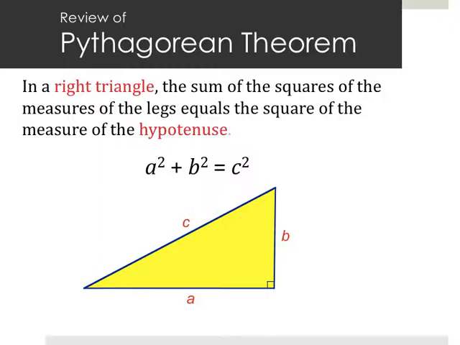Be careful with a squared plus b squared equals c squared. If the sides aren't labeled as a, b, and c, you're going to run into problems. Take the two shorter legs, square each of them, and add them up. Set it equal to the square of the long leg, which is also known as the hypotenuse.